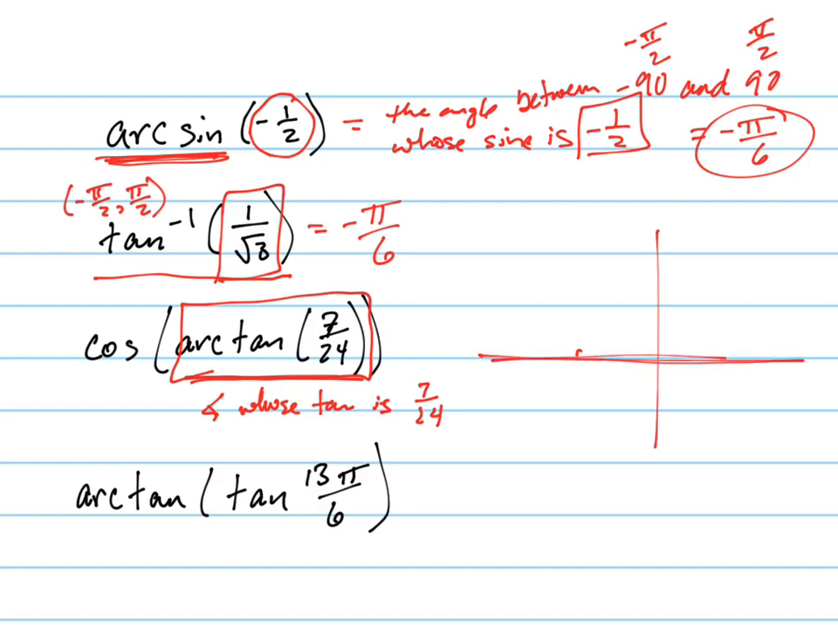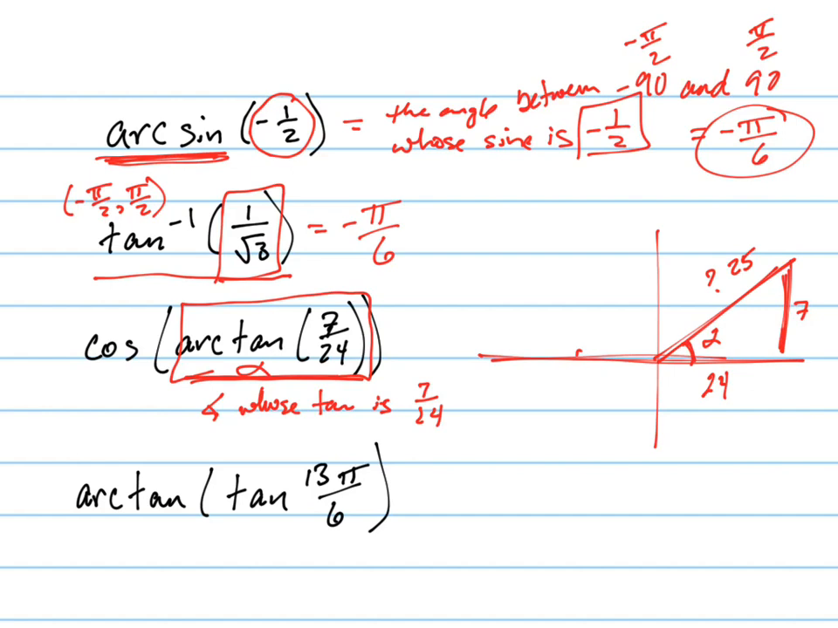That's going to be in the first or fourth quadrant when the tangent is positive. It's going to be in the first. So the tangent is 7 over 24. That means the opposite is 7 and the adjacent is 24, because that's what a tangent is. So this is my angle right here. And what would this side be over here if that was 7 and 24? This is a 25. Very good. 7, 24, 25.